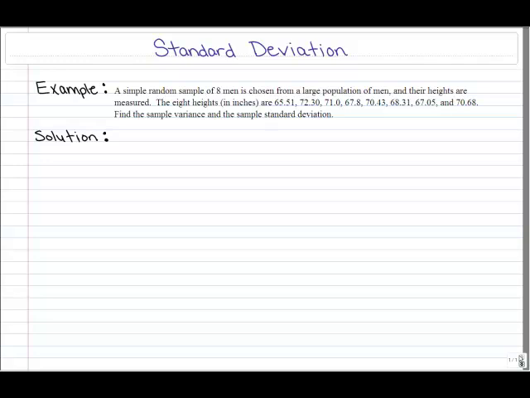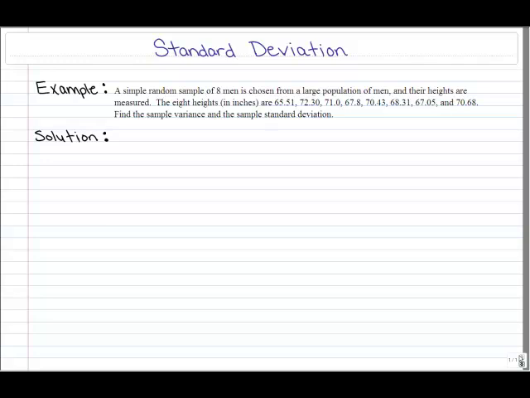In this video, we're going to take a look at finding the sample variance and sample standard deviation of an application. So here, a simple random sample of 8 men is chosen from a large population of men, and their heights are measured. The 8 heights in inches are given here. Find the sample variance and the sample standard deviation.